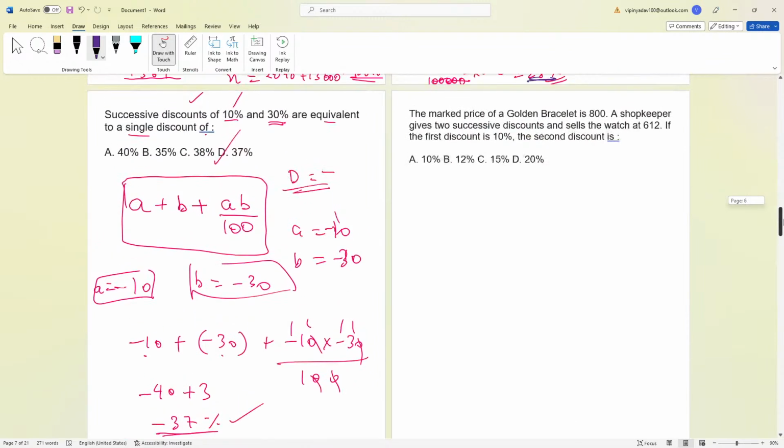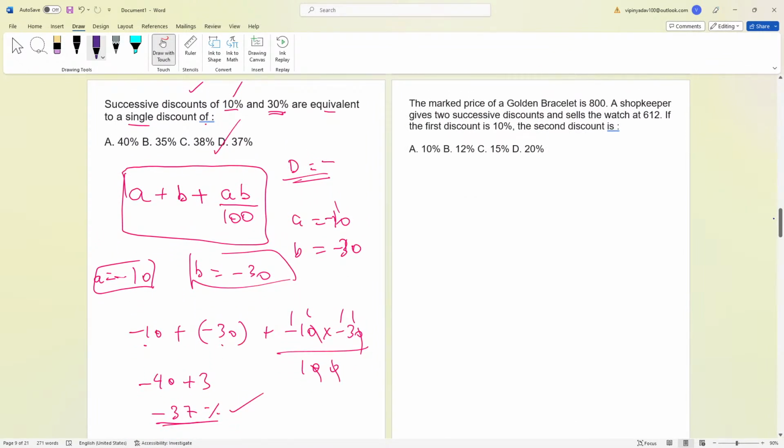The last question over here is about the marked price of the golden bracelet. Suppose somebody wants to give a bracelet to someone, something special for yourself. Now let us see the question. 1 minute to go. Try everybody and tell me the answer. Definitely the cost will not be lesser, 800 rupees, but let us consider this for this question.